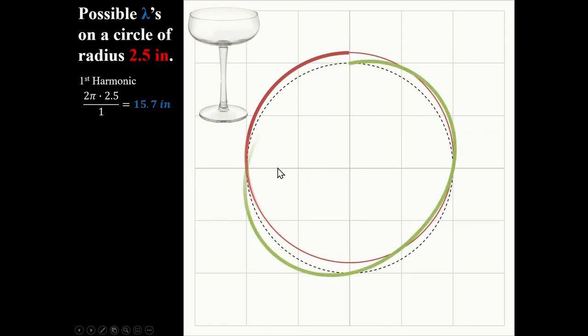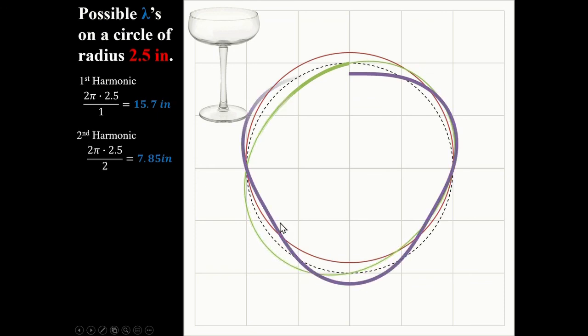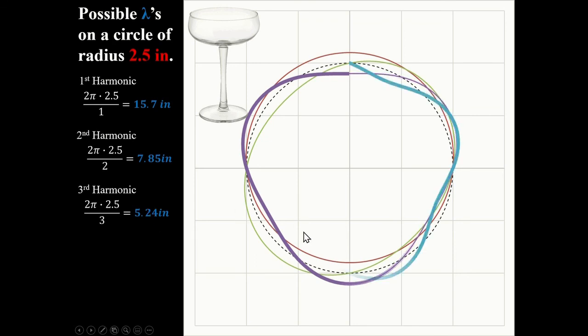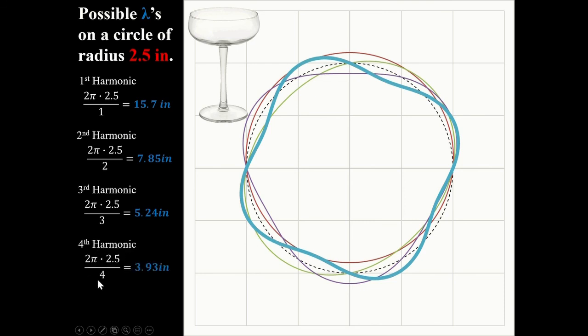Another way that could do it is fitting two full wavelengths, going from crest to trough, to crest to trough, back to a crest, is fitting in two waves into the circumference. So 2 pi r is the circumference, and then divide by 2, that's the wavelength of the second harmonic. Another way would be fitting three full waves, crest, trough, crest, trough, crest, trough, back to a crest. So that circumference divided by 3 is that. Or another way is to fit 4 full waves into there. So the circumference divided by 4 full waves.